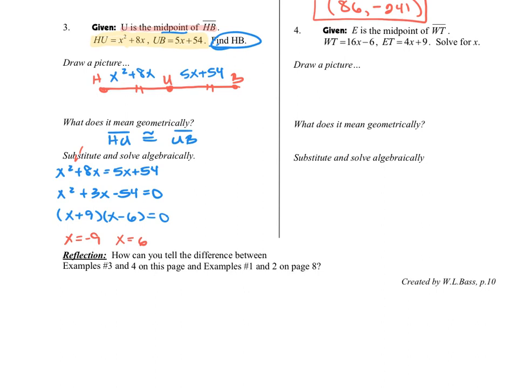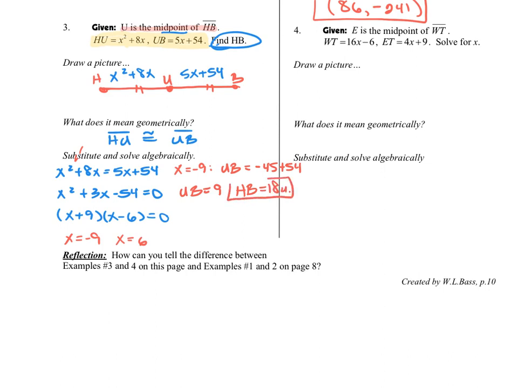So I'm going to first look at x equals negative 9. If x equals negative 9, I'm going to come back up to my original picture, and I'm going to plug that negative 9 into either this segment or this segment, and they're the same. So for UB, I'm going to get negative 45 plus 54. So that means that my UB turns out to be 9, which means my entire segment HB is 18 units.